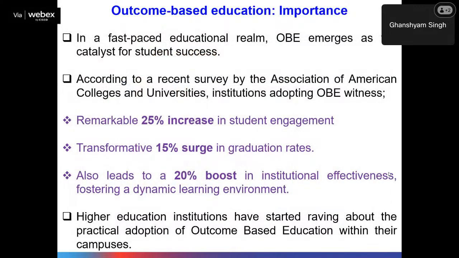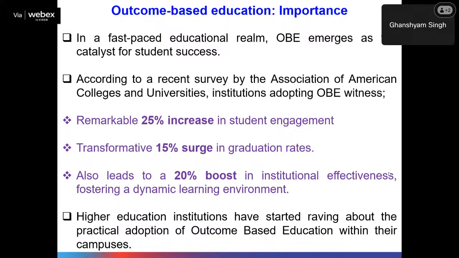Now, looking at these facts, the government has started various programs and motivated the universities to go for those programs. One of those programs is outcome-based education. The question is why this particular policy is important to be adopted by universities, institutions, colleges, and even school systems. Because in a fast-paced education era, OBE has emerged as the catalyst for student success.